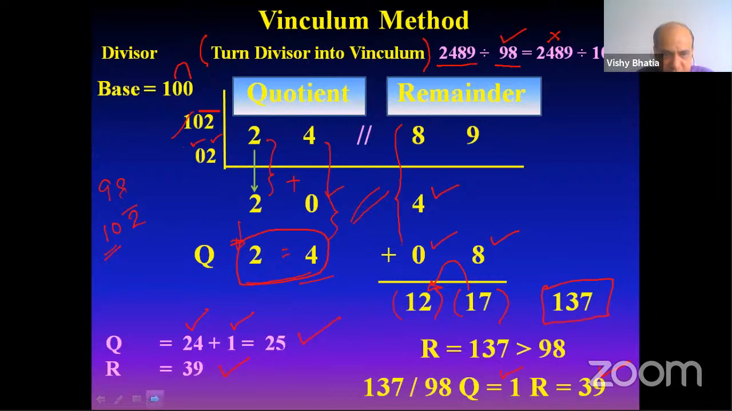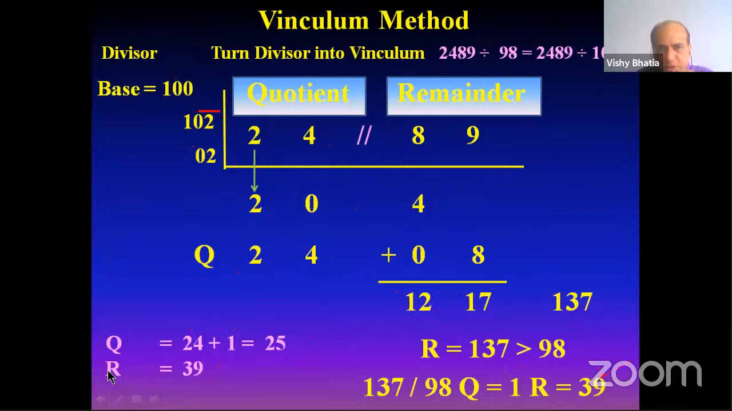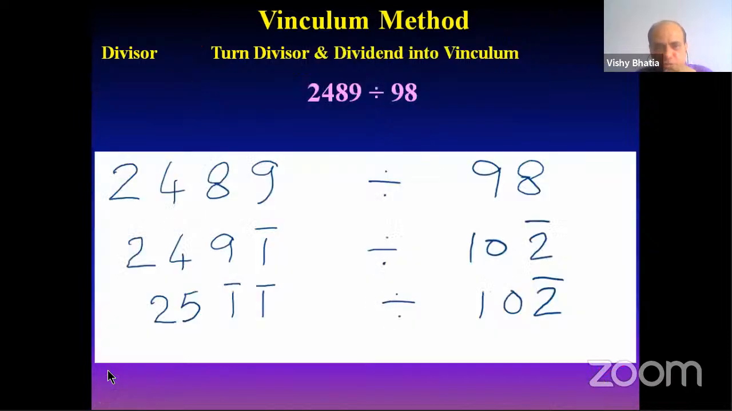Now, in this particular example, I only did one thing. The divisor was vinculamized. In the next one, I did not have time to prepare the slides. So this time I will show you that I'm turning the divisor and the dividend both into vinculum form. 2489, this is 1 bar. This gets increased by plus 1, becomes 2491. I still have a digit greater than 5, which is 9 over here. 1 bar drops as it is. 10 minus 9 is a 1 bar, and this is 25. So I stop over here. 98, I've already vinculamized it in the last slide. It's a 102 bar.